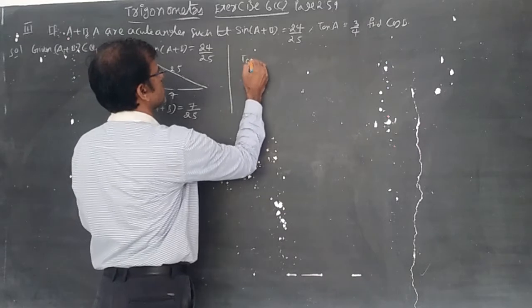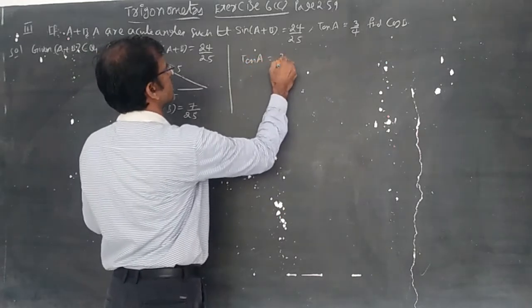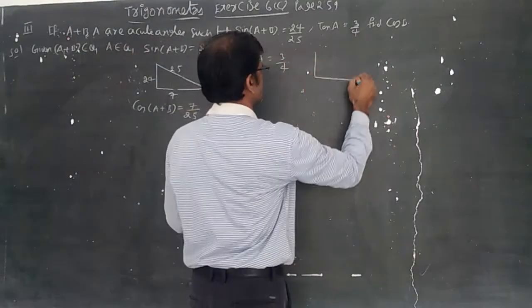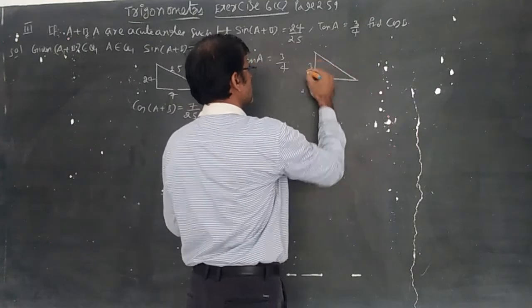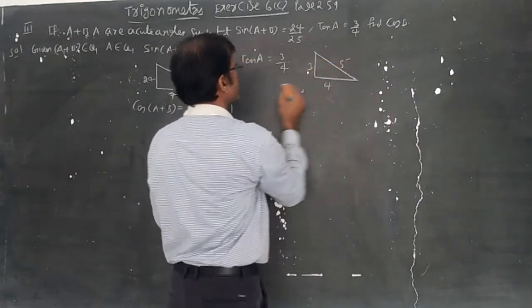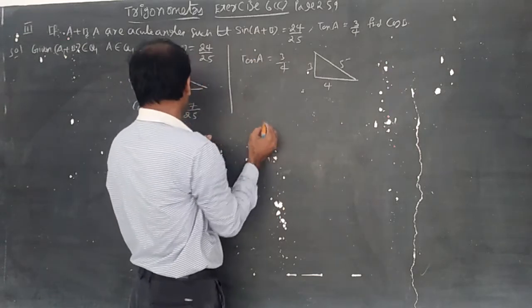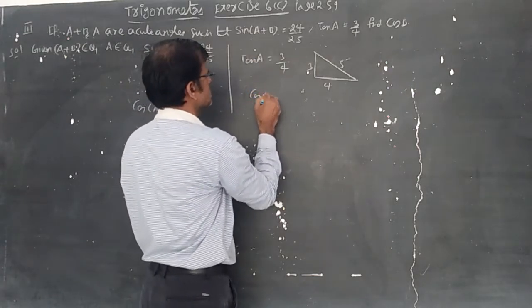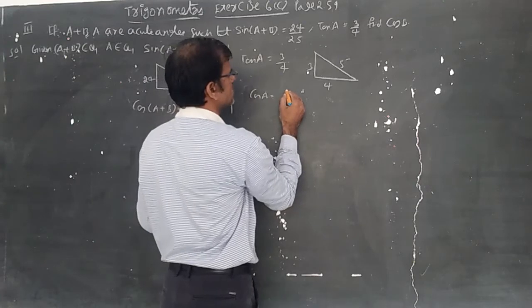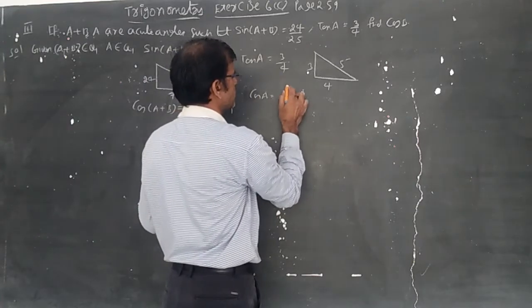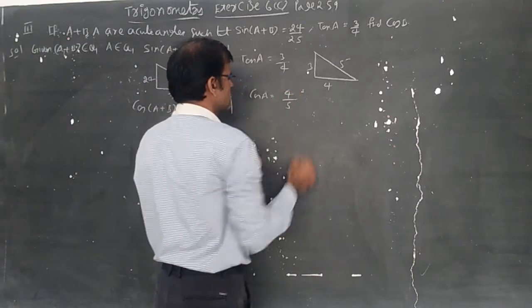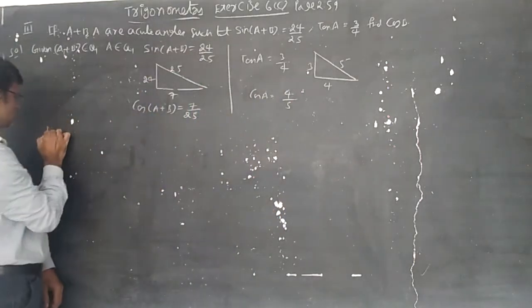Next, tan A is equal to 3 by 4. Draw a triangle. This is opposite, this is adjacent, this is 5. Now we need to calculate cos B. So here cos A, you take here cos A means 4 by 5.